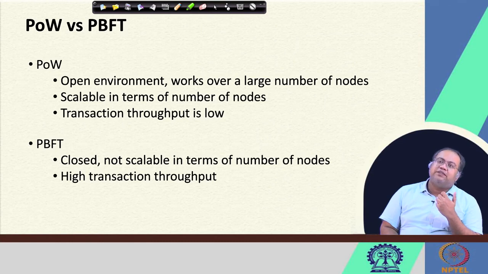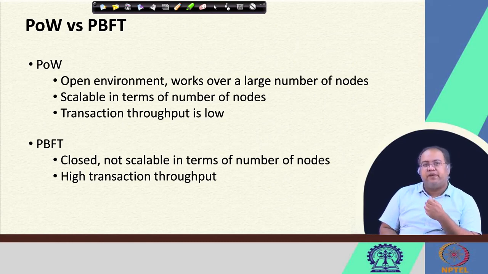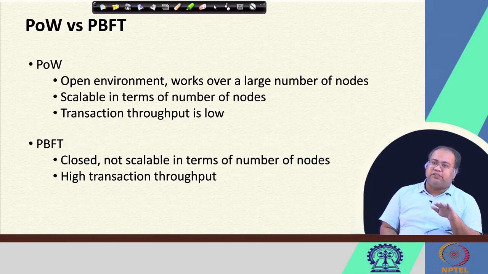So, if I just compare proof of work and PBFT, in proof of work we have seen that it is an open environment. It works over a large number of nodes. So, anyone can join in your proof of work system. They do not need any kind of pre-authentication or pre-validation. So, from that perspective, proof of work is scalable in terms of number of nodes. You can really have millions of nodes in your system who can participate in the proof of work based system, but the transaction throughput is pretty low.